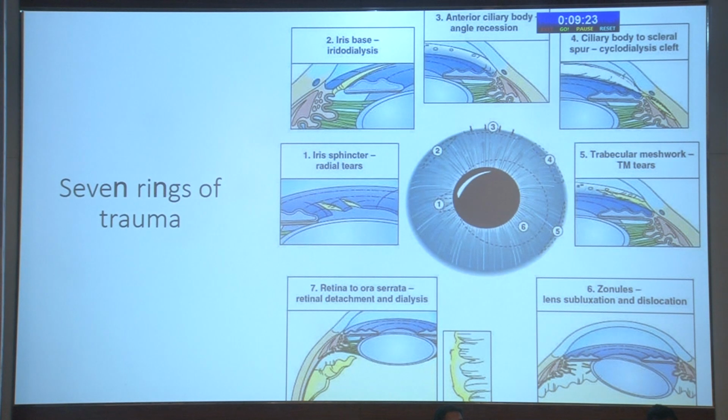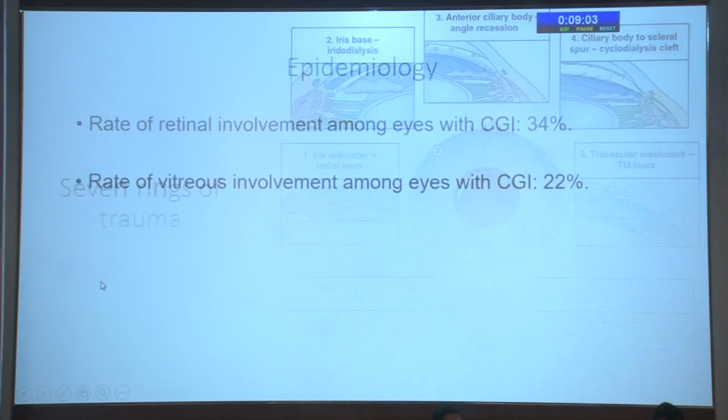So we all know about the 7 rings of trauma: the iris sphincter, the iris base leading to iridodialysis, anterior ciliary body leading to angle recession, ciliary body to the scleral spur leading to cyclodialysis cleft, the trabecular meshwork leading to trabecular meshwork tears, zonules leading to lens subluxation and dislocation, and finally the retina to the ora, which leads to retinal dialysis and retinal detachment.